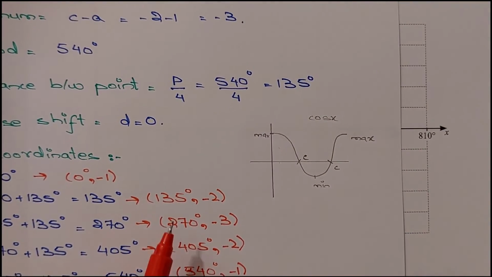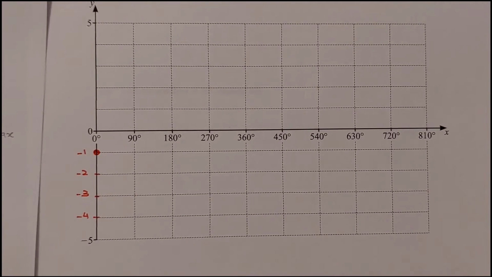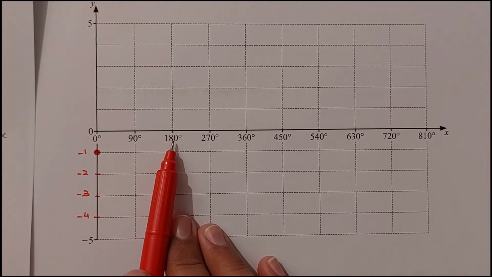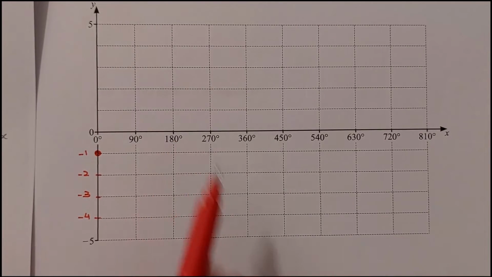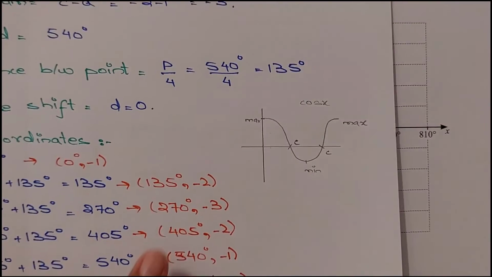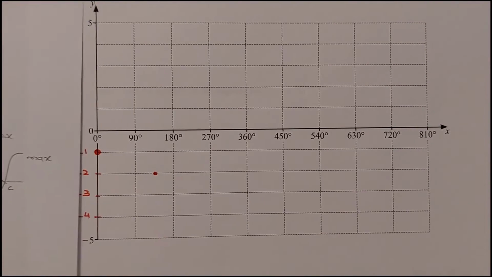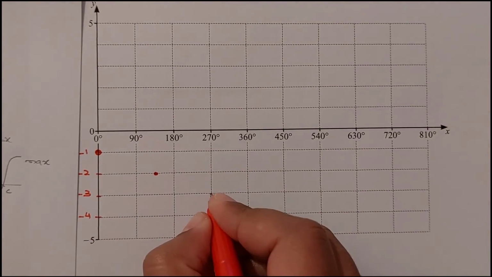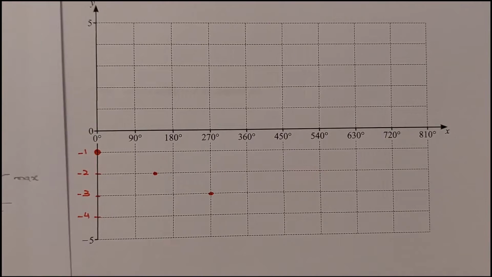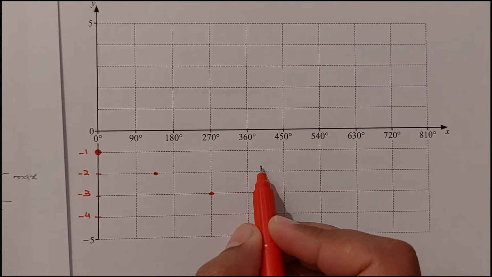The next is 135 degrees and -2. So where is 135? 135 is between 90 and 180, right? And this is -2, so this is going to be the point. Then 270 at -3. So for -3, we have 270, right? And 405, and for -2, again for -2, 405.